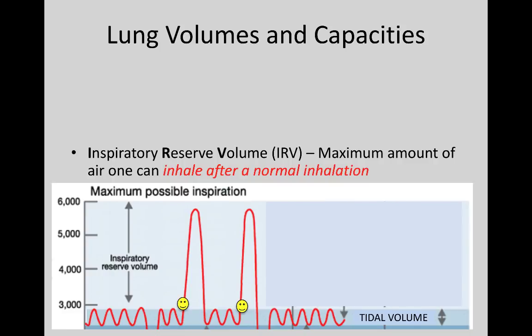The second volume you'll need to know is called inspiratory reserve volume. It is abbreviated as IRV and is the maximum amount of air you can inhale after a normal inhalation. It is important to distinguish that last part, after a normal inhalation. Remember, this is a different volume we are measuring, so we want to know how much air you are able to inhale on top of what you normally inhale. This graph shows a person with an IRV of approximately 3,000 milliliters.